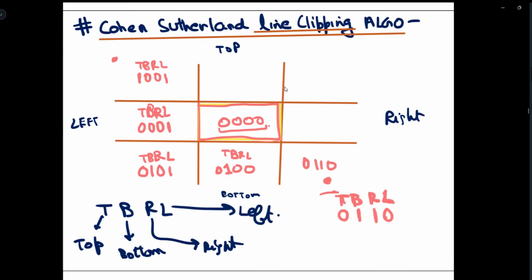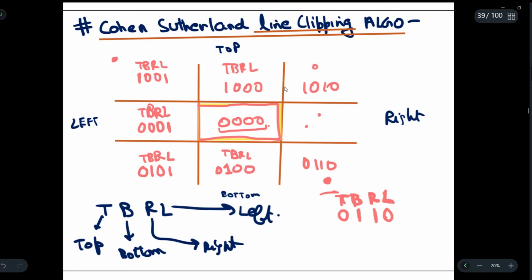Similarly we will use TBRL over here, and over here. On doing so you will get the values as 1, 0, 0, 0 over here and 1, 0, 1, 0, and lastly in this segment we will get 0, 1, 1, 0, 0, 0, 1, 0. So these are the important bit codes that you have to remember. That is, in each region we have a different code.